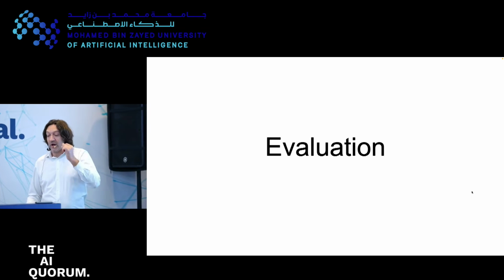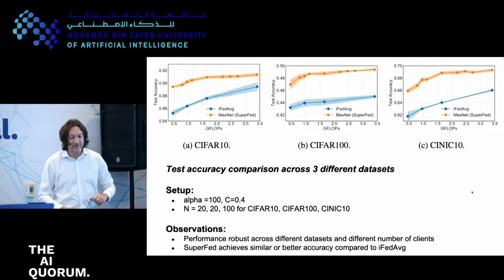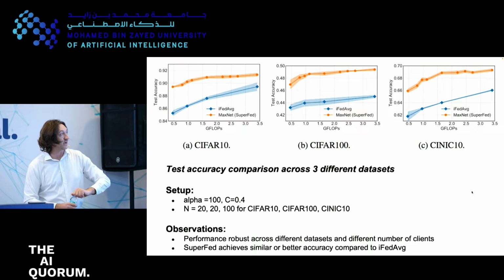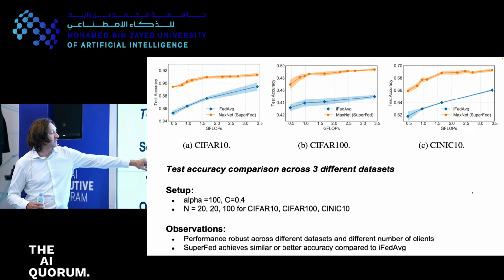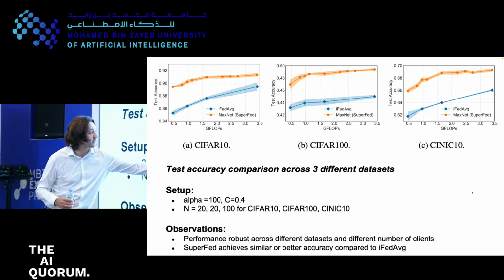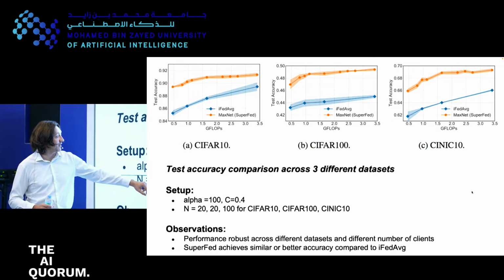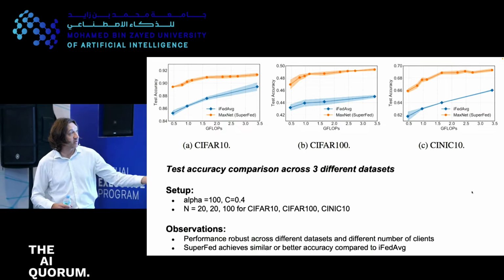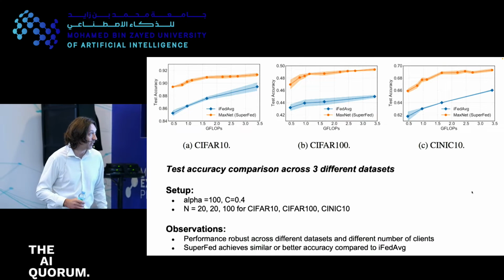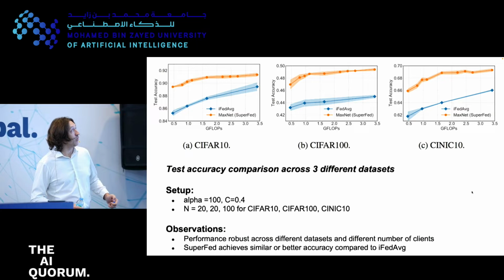So, how are we doing in terms of evaluation? First, we tried this technique over a number of different data sets, CIFAR 10, CIFAR 100, and CINIC 10. And the setup here is that we used the Dirichlet alpha parameter of 100, which basically corresponds to pretty homogeneous data with client participation ratio of 0.4. And the number of clients for these 3 workloads was 20 for CIFAR 10, 20 for CIFAR 100, and 100 clients for CINIC 10.